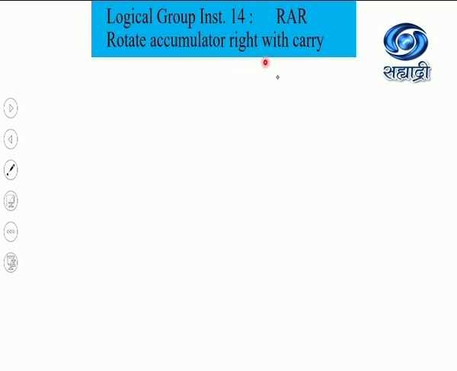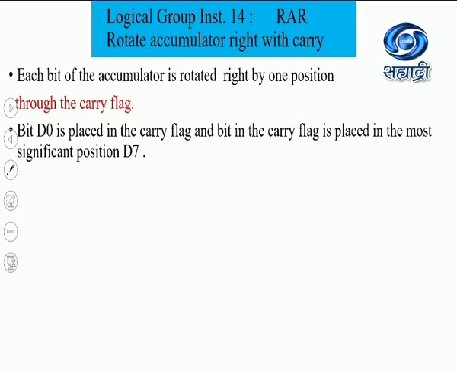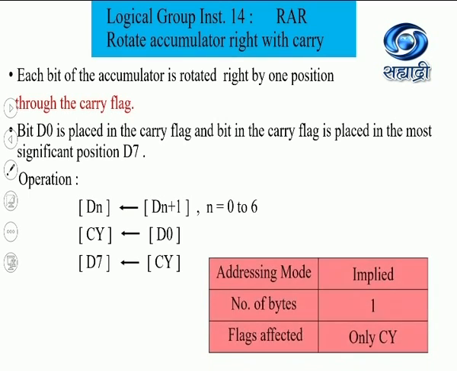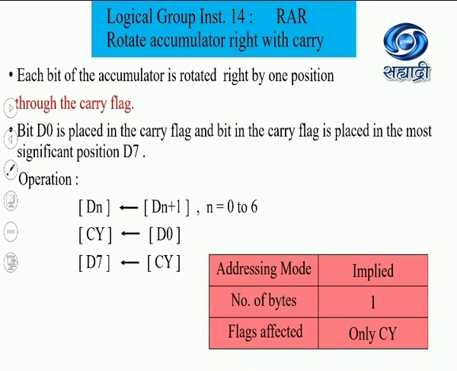RAR, rotate accumulator right with carry. Here in this instruction there is no letter C, but still the meaning is rotate accumulator right with carry. So each bit of accumulator is rotated right by one position through the carry flag. This is important. Now in this instruction the carry bit is also rotated. So operation performed is Dn plus 1 goes to Dn, D0 goes to carry and carry goes to D7. So carry is rotated. Addressing mode implied, number of bytes 1, flags affected carry.